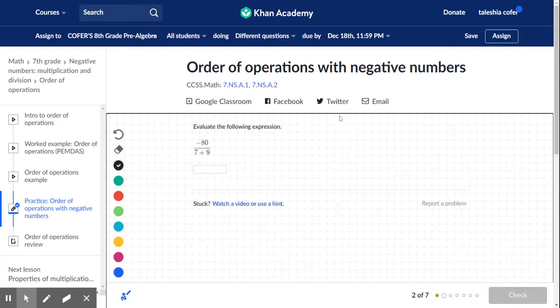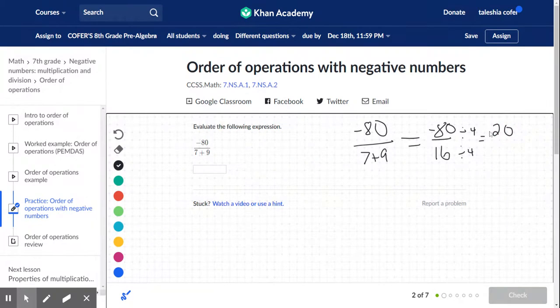On this one, we have negative 80 at the top, divided by 7 plus 9. I first need to figure out what is 7 plus 9. I know that 7 plus 9 is 16, so I have a 16 on the bottom and a negative 80 at the top. So negative 80 divided by 16, I'm going to reduce this by dividing the top and the bottom by 4. 80 divided by 4 gives me a 20, so I have a negative 20 at the top.